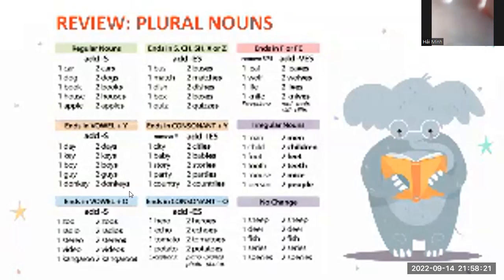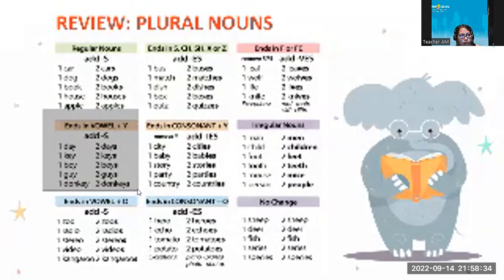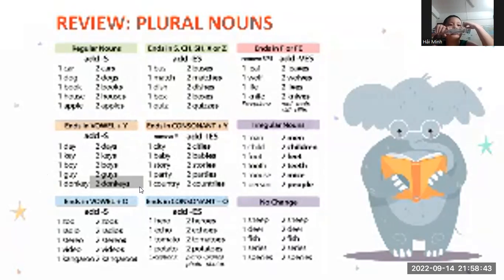What would be the plural form of boy? I don't know. That's boys. Look at the screen so that you will know. We are now here. We have one boy, two boys. One guy, two guys. One donkey, two donkeys. You say two donkeys. Okay.